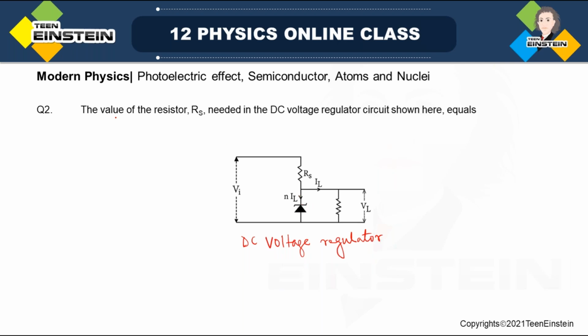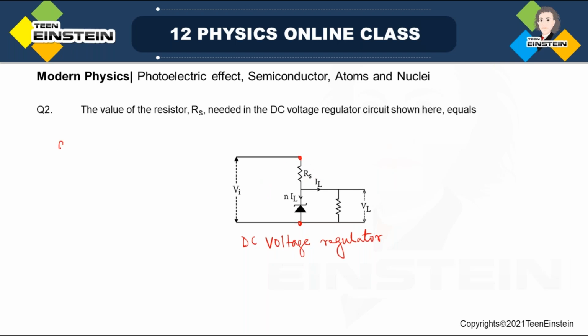So here the question is the value of the resistor RS needed in the DC voltage regulator circuit. Here you can see the input voltage is VI. This is the maximum input voltage it can provide to this particular circuit. That means the total voltage across these two will be VI, right? Now you have to find out RS.